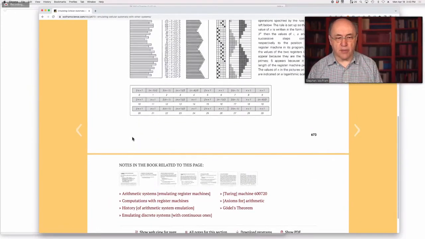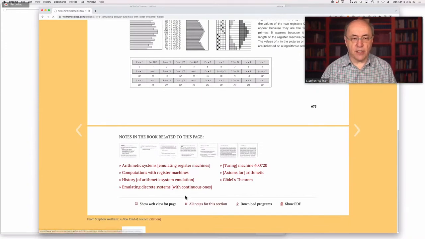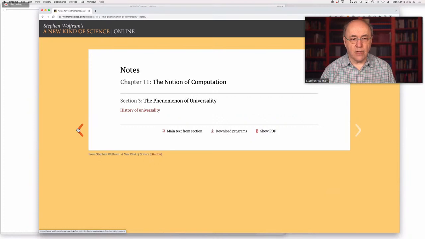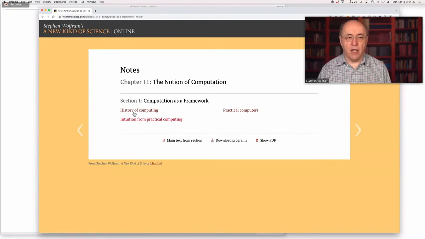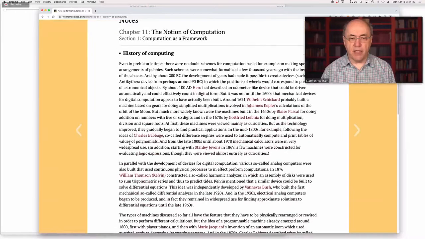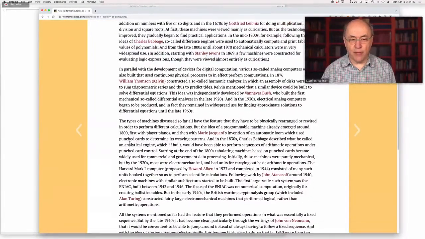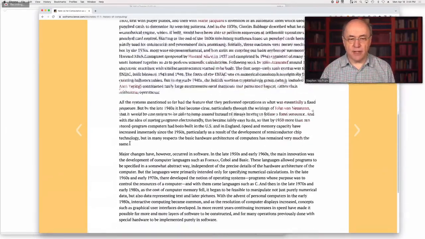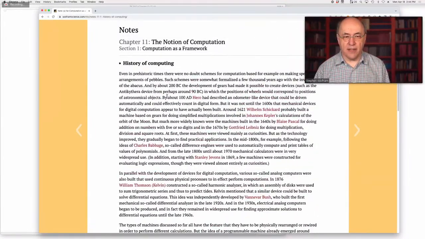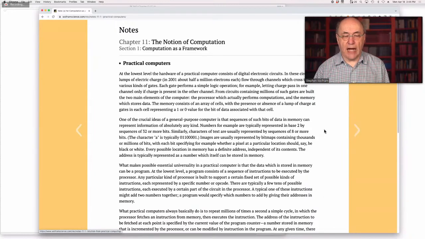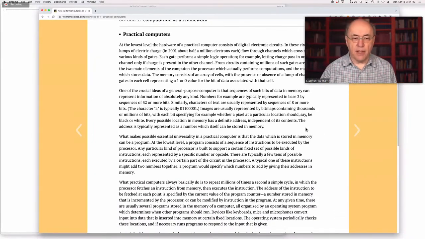All right, let's take a little look at some of the notes for these various sections. I talk about starting at the beginning of this chapter. We're talking about here the history of computing, and these are, in my view, really quite good capsule summaries of the history of practical computing, from the very first mechanical computers like the Antikythera device to modern programming languages. Talking about how practical computers actually work and the relationship between these kinds of model computers like Turing machines or cellular automata.